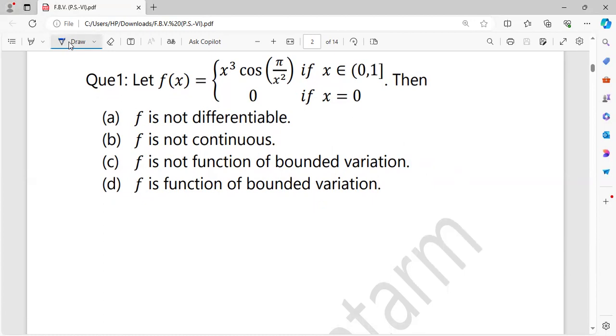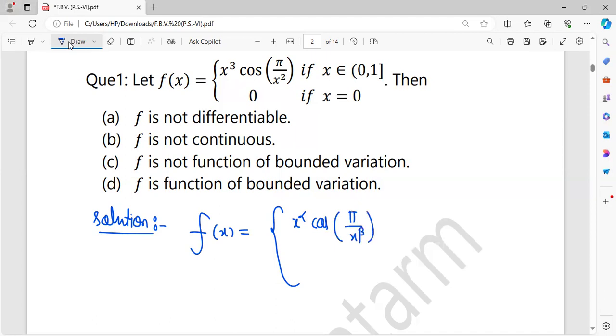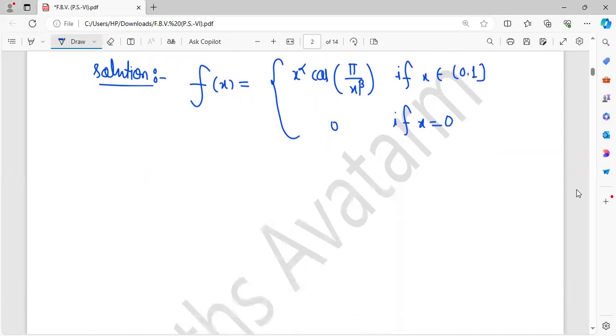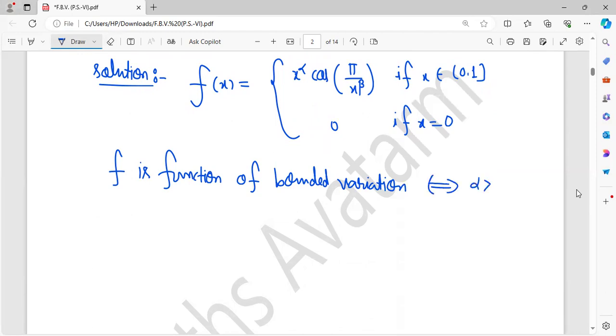We know that if f(x) is equal to x to the power alpha cos(pi upon x to the power beta) if x belongs to (0, 1], and it is 0 if x is 0, then f is a function of bounded variation if and only if alpha is greater than beta, otherwise it will not be.